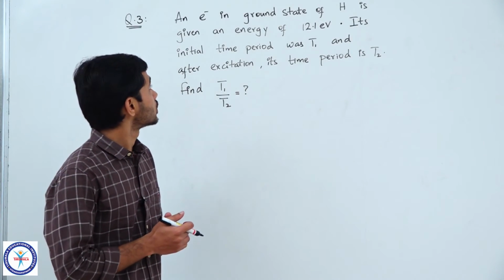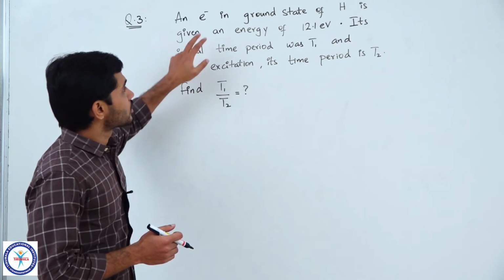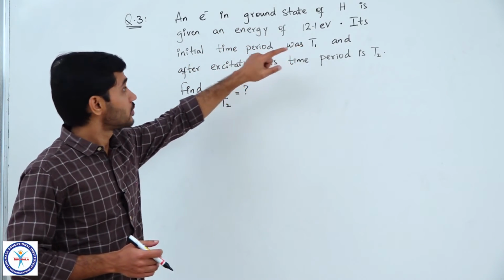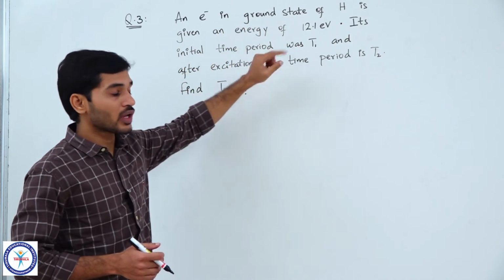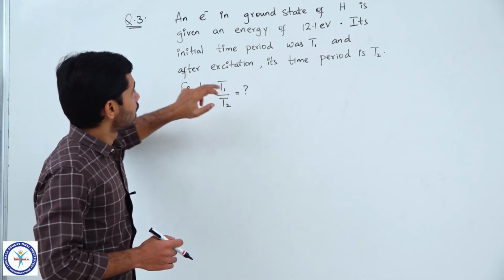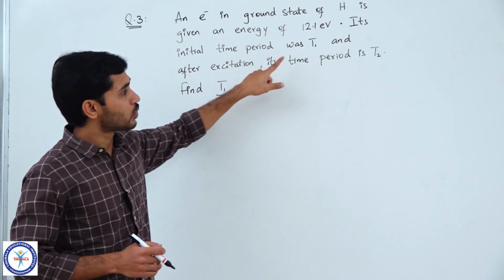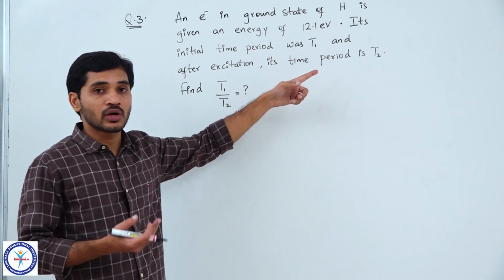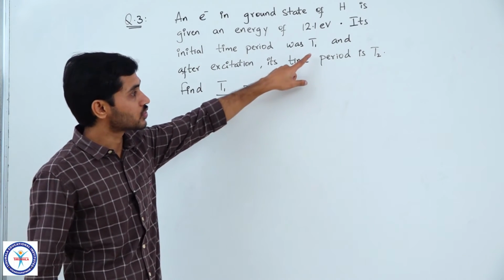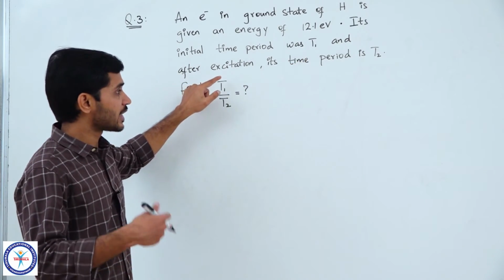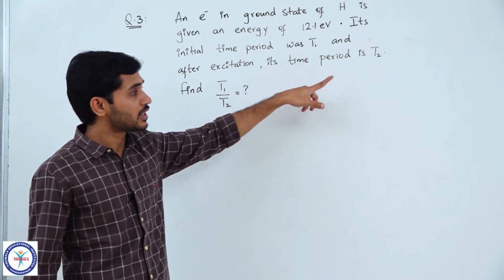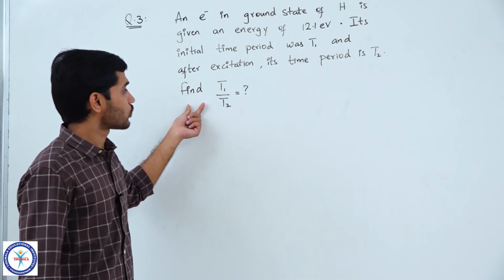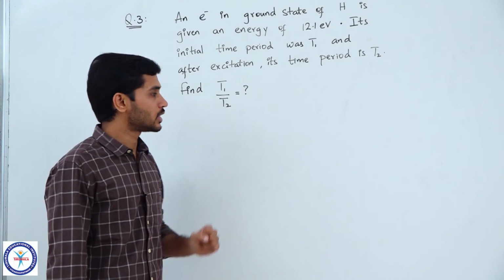So another question: an electron is in the ground state of hydrogen and it is given an energy of 12.1 electron volts. Its initial time period was T1, which means in its ground state the time period of revolution was T1, and after getting excited its time period is T2. They are asking us to find the value of T1 by T2.